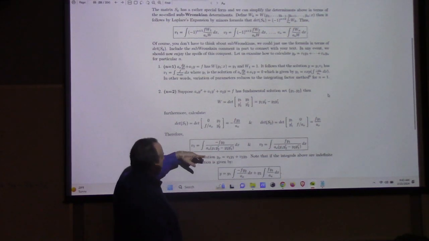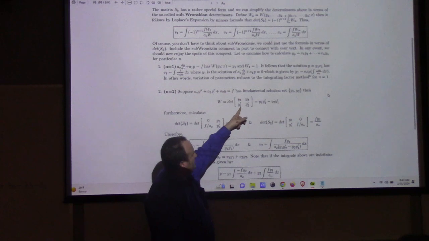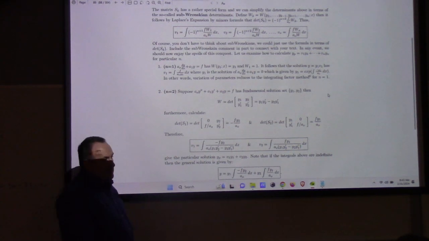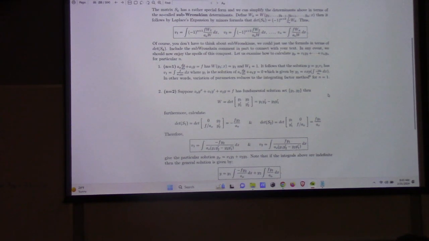You divide by the determinant of the coefficient matrix, which is called the Wronskian of the fundamental solution set, and out pop the formulas for variation of parameters that we teach you guys in Math 334. But it's Cramer's rule that derives them.